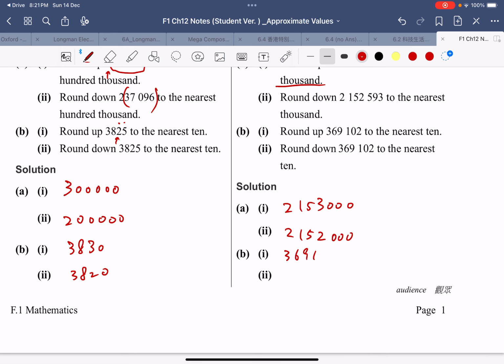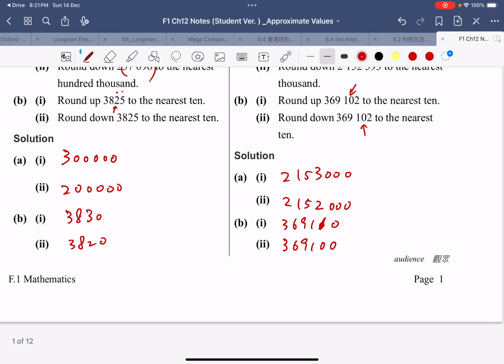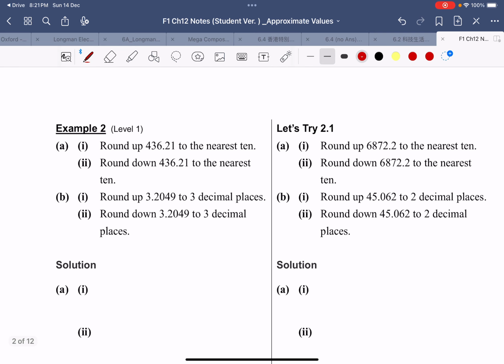Just becomes 0, 0. This is the 10. And then this is the 10. Round down. Oh, sorry, you go to round up this, so it becomes 1 here. If you're going to round it down, it becomes 0, right? Alright, next.